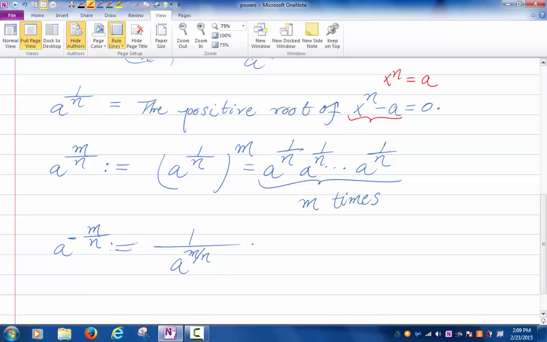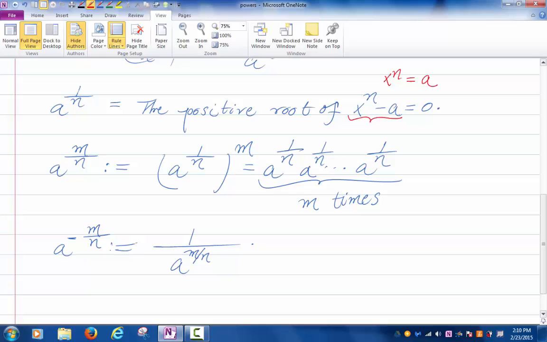Now I have a meaning for the nth root of a. Once I have that, what's the meaning of a to the power m divided by n? It means I take the nth root of a first, and then I raise it to the power m, where m is a positive integer. So a to the m over n is a to the 1 over n raised to m. It means you multiply the nth root of a m times. Once I have the meaning of a to the m over n, where m and n are positive, I understand what it means to raise a to a positive rational number.